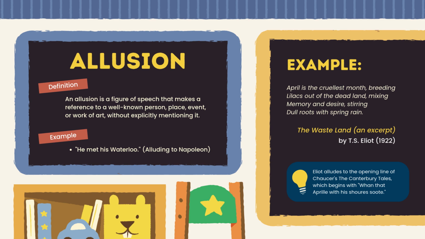Allusion. Definition: an allusion is a figure of speech that makes a reference to a well-known person, place, event, or work of art, without explicitly mentioning it. Example: He met his Waterloo. Alluding to Napoleon. Example: April is the cruelest month, breeding lilacs out of the dead land, mixing memory and desire, stirring dull roots with spring rain.